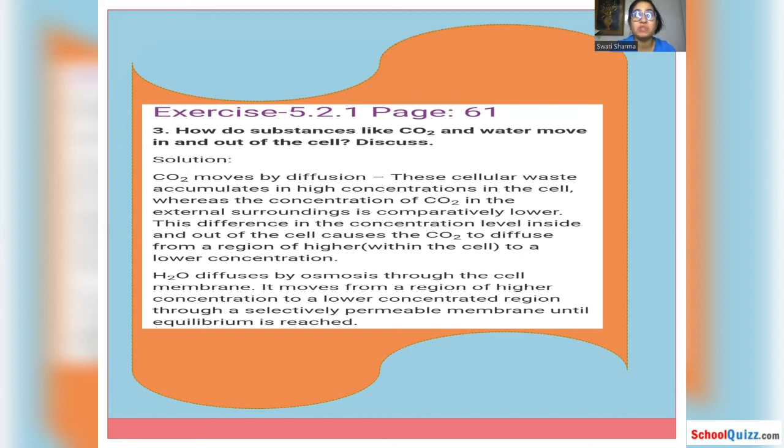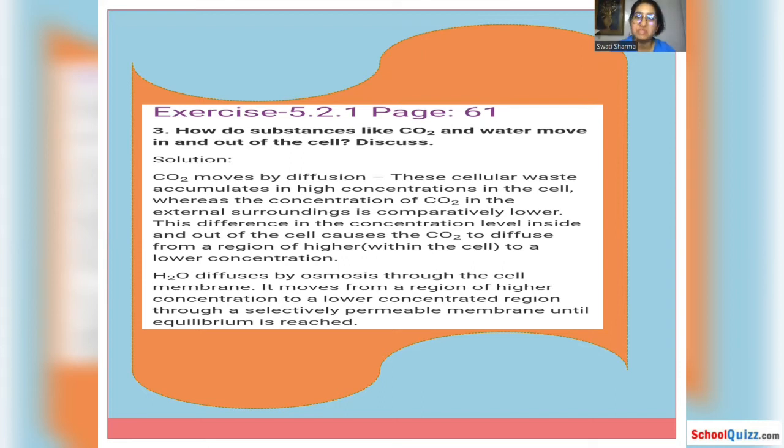The movement of CO2 and water takes place in and out of the cell. Mainly, the movement of gases takes place by the process of diffusion. These cell wastes accumulate in high concentration in the cell, whereas the concentration of CO2 in the external surrounding is comparatively lower. We know that plants take in carbon dioxide, so it is obvious that the concentration of carbon dioxide inside the cell will be higher and outside the cell will be lower.